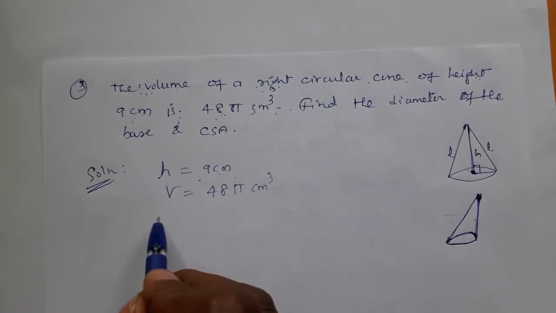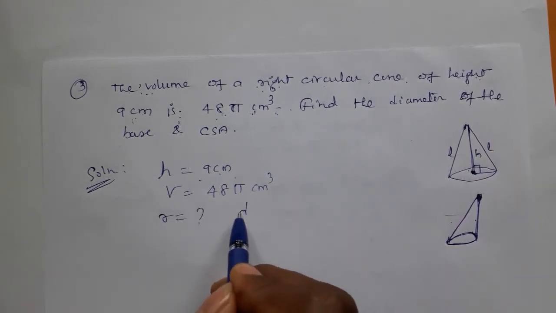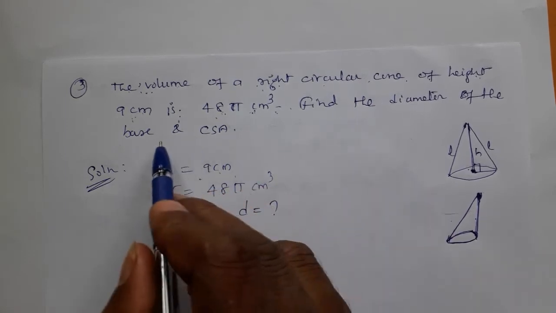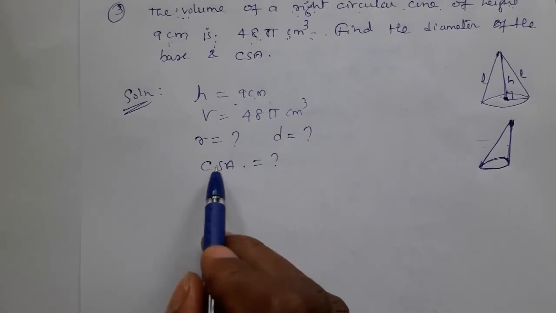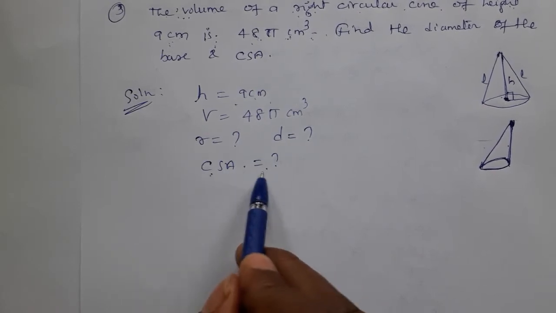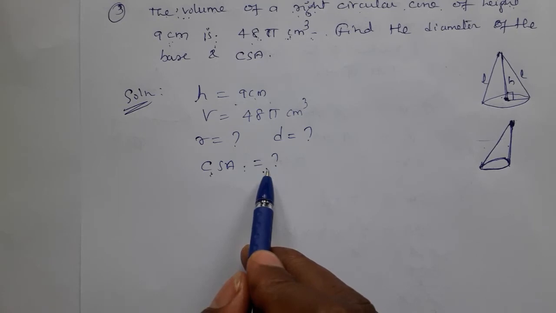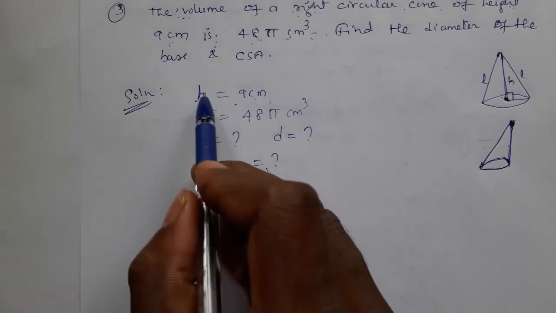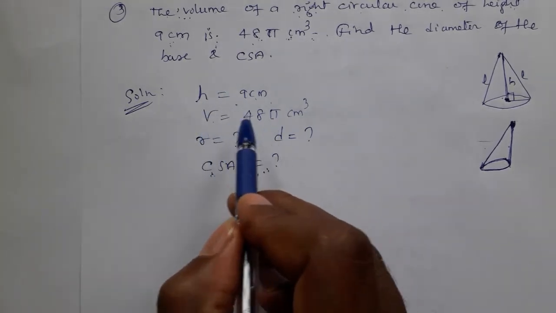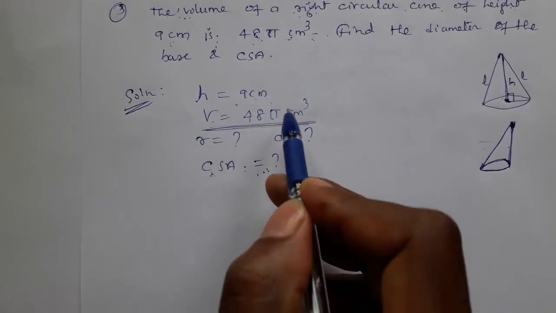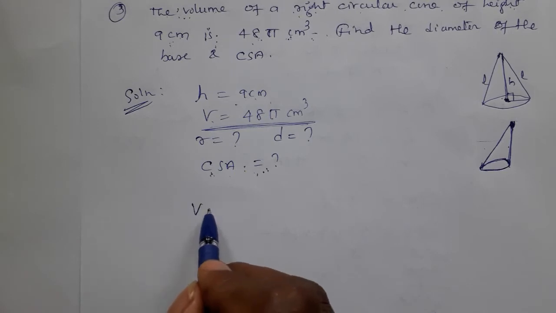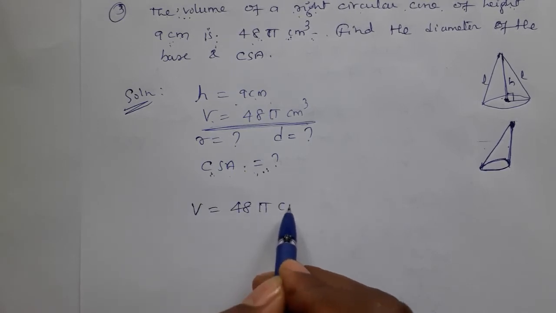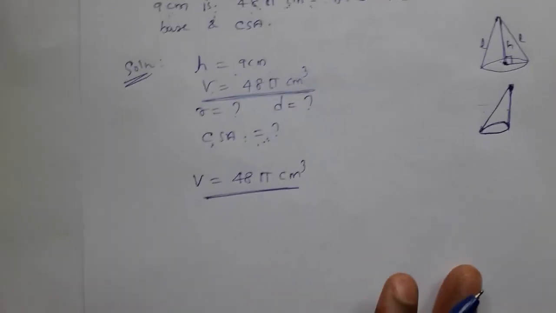Find the diameter. So you find the radius, then you get the diameter also. And curved surface area. Now, curved surface area is asked. But don't go to curved surface area first. Of course, you know the curved surface area formula very well, but don't go there, because height is given and volume is given. Let us solve first what is given. Don't go to the sub question directly. So volume is 48 pi centimeter cube is given, right? This one we will use first.